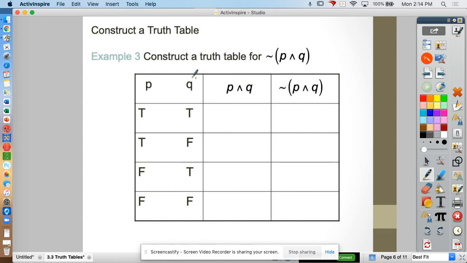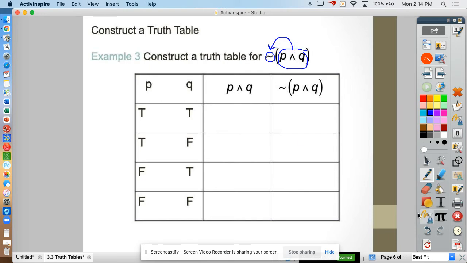So notice here, our beginning still has a P and a Q: true, true, false, false, and Q: true, false, true, false. But here we have two different things. Remember the rule about that negation symbol on the outside of a group? We do not distribute it, so we're going to save it for the end. Just like in the order of operations, we have to do what's inside the parentheses and get an answer, and then move to outside the parentheses, okay?